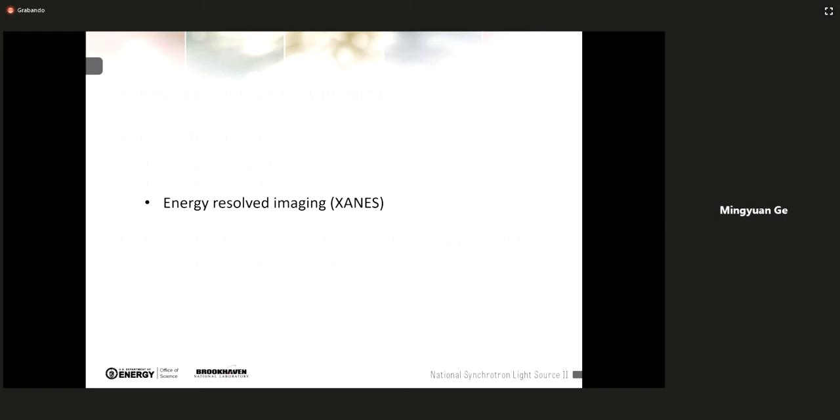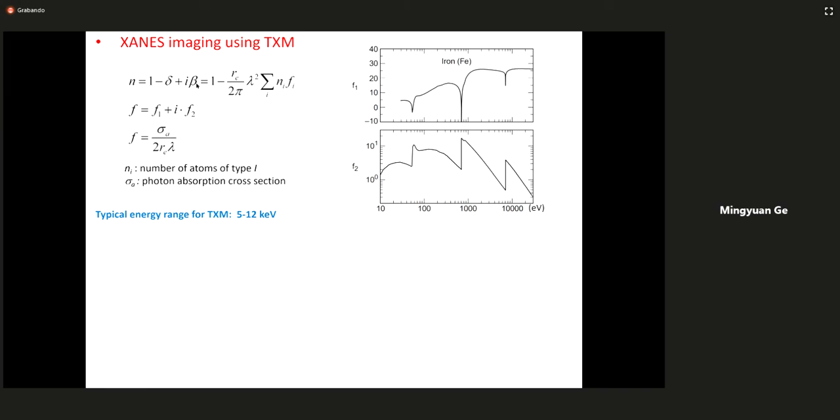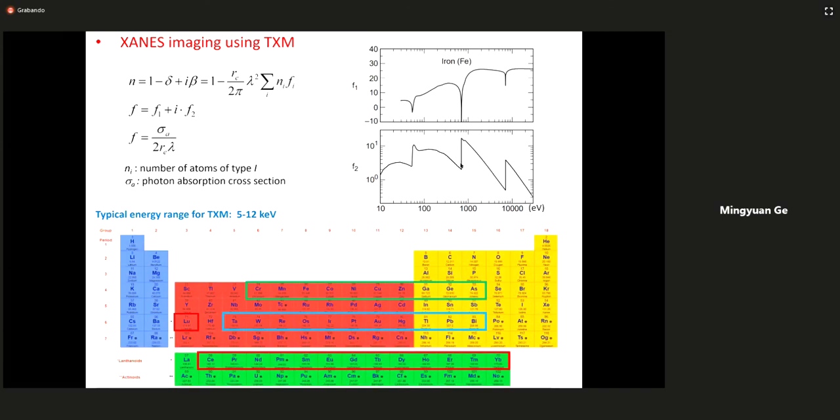The next topic I would like to cover is energy resolved imaging. So in addition to looking at the morphology, we can also derive some element-sensitive information from the material by tuning the energy of the incident X-ray. We know that the dielectric constant of a material has two components, right? The attenuation part and the phase part, and both parts are sensitive to different X-ray energies. Like iron, it has some characteristic features in the absorption and in the phase. So by tuning the incident X-ray energies, we can capture this kind of sensitive information to know what the element is and what the electronic configuration inside it is.